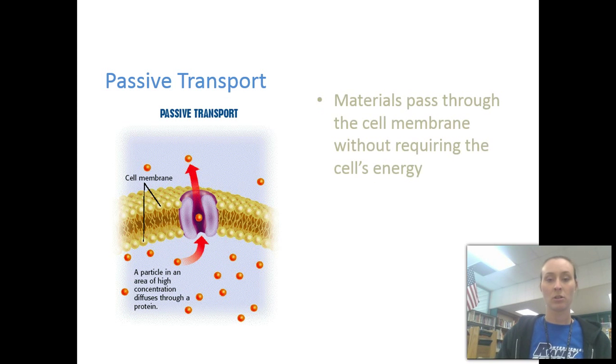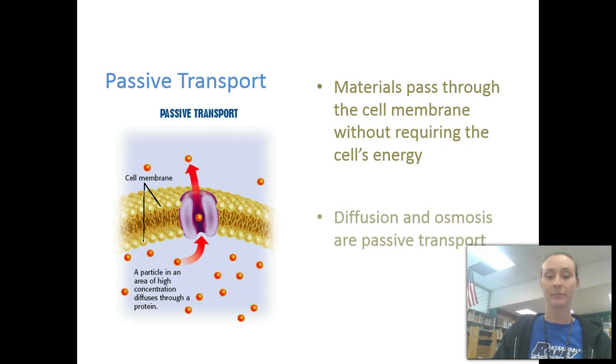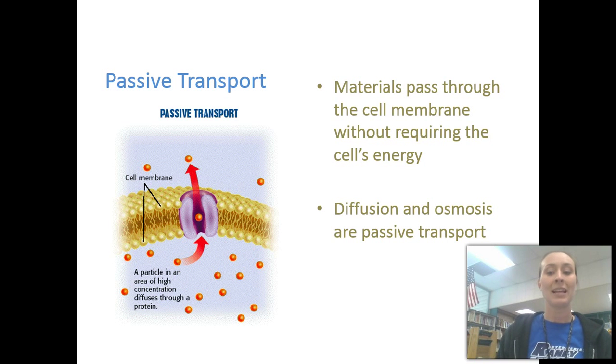Passive transport is when materials pass through the cell membrane without requiring the cell's energy. So think about it like riding a bike. We all know going downhill doesn't take much energy at all. You don't need to pedal. Maybe you might need the brakes instead. Diffusion and osmosis are both passive transport.